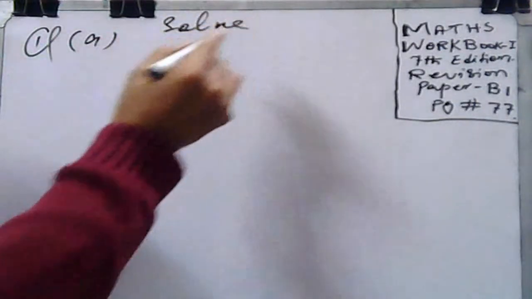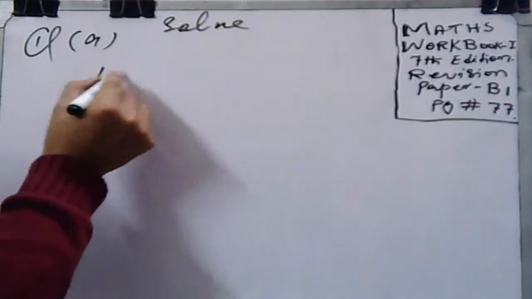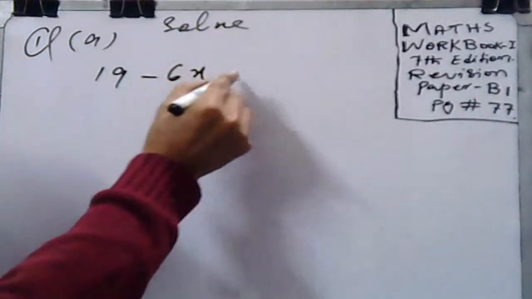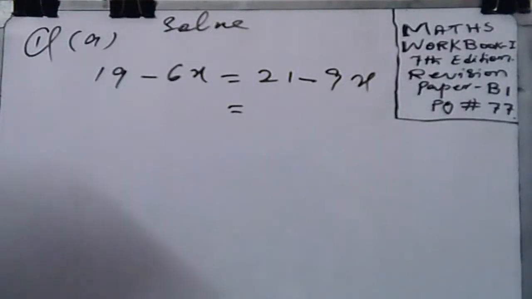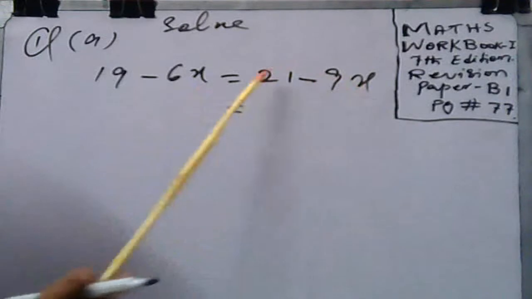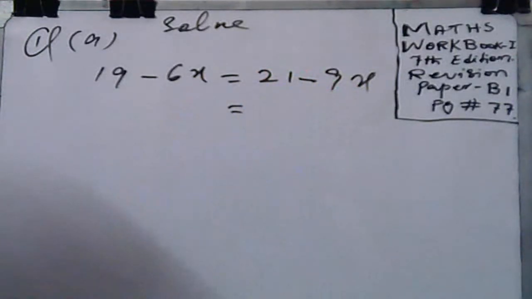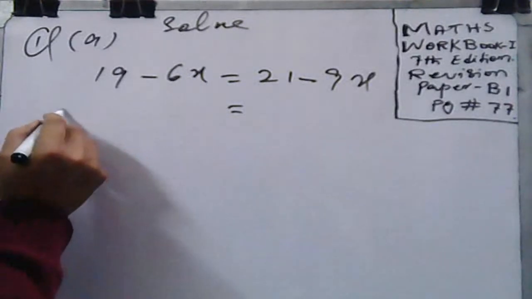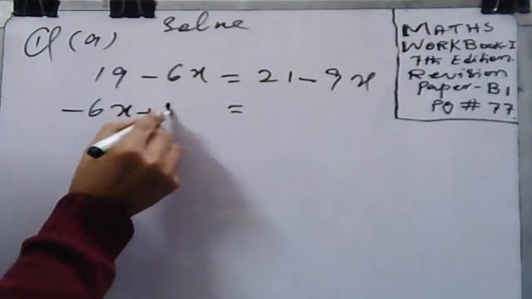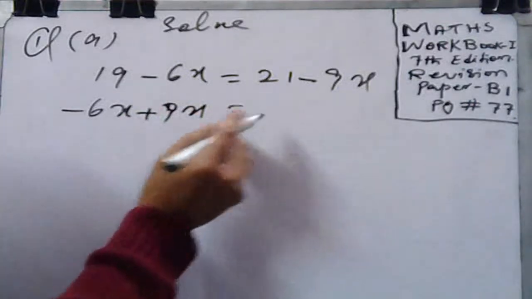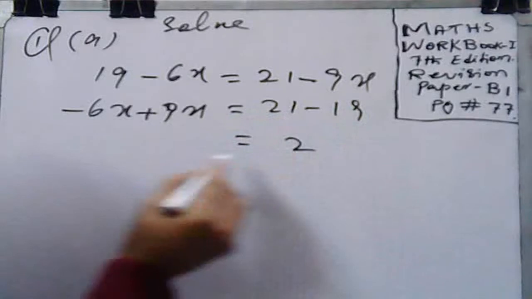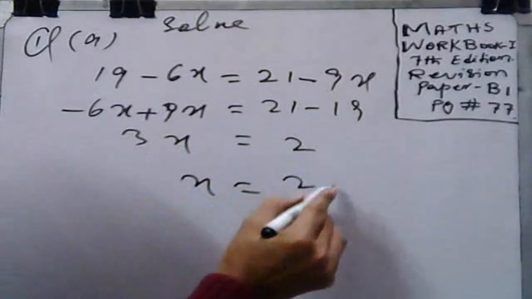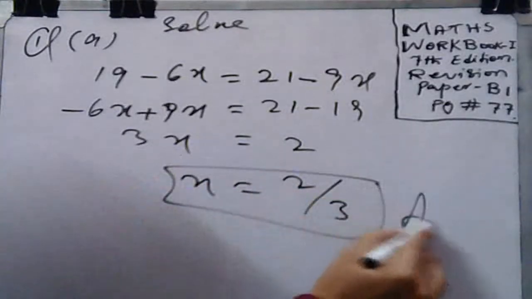Solve 19 minus 6x is equal to 21 minus 9x. So what does it mean by solve? Solve means you have to find the value of the variable, that is x. So what should you do? The variable term should be shifted to one side and the constant to the other side. So after shifting 9x, you will get 21 minus 19 is equal to 3x, that is 2 is equal to 3x. So we need the value of x, that is 2 by 3. So that is your required result.